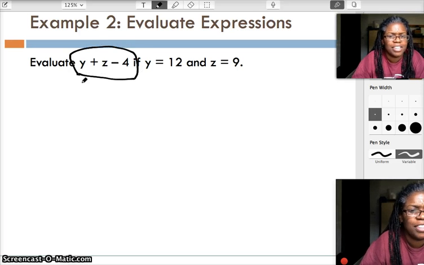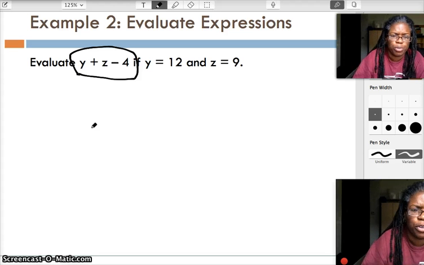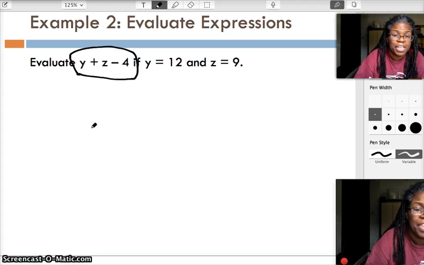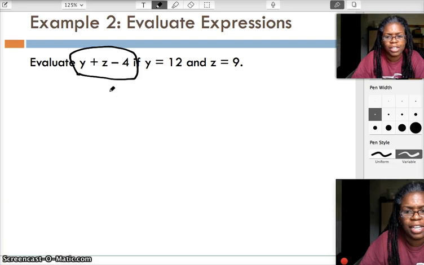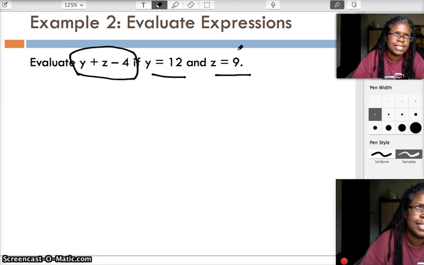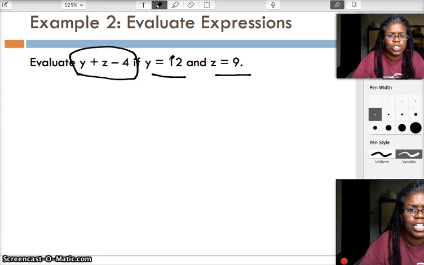Sometimes I think the examples I gave only had one variable, but you could have many variables and they can be different. So let's take a look at what we have: y plus z minus 4, and we want to evaluate if y is equal to 12 and z is equal to 9. The substitution property of equality told me that because these are equal, I can substitute them into this equation, and I'm going to do so.